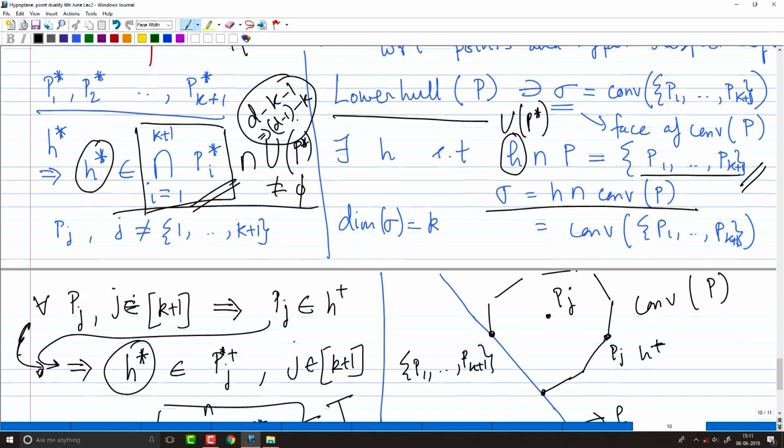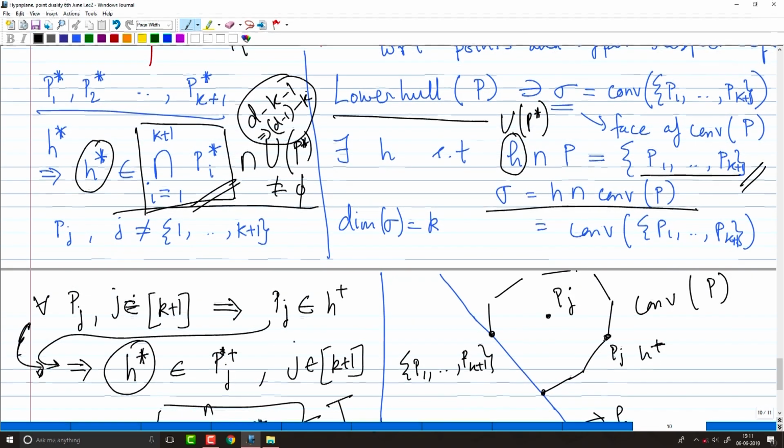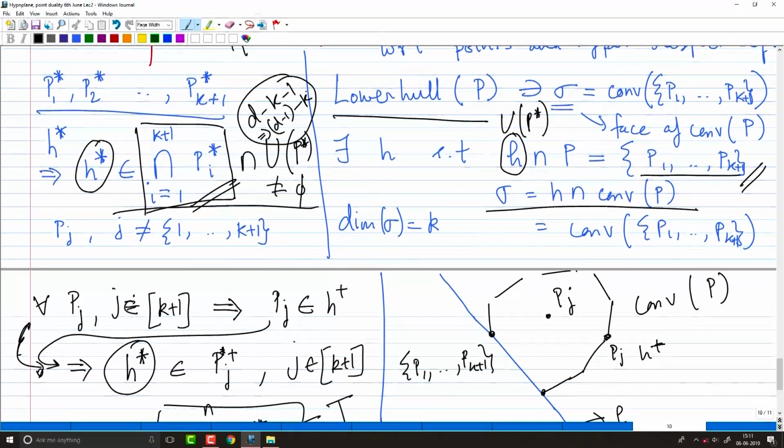Okay, by the way, the dimension we want follows from the fact that I am assuming P and P star are both in general position. P is in general position with respect to the points condition, P star is in general position with respect to the hyperplane condition. This intersection will generate a face of dimension d minus 1 minus k if P star, the hyperplanes, are in general position. Okay? Otherwise, it won't.